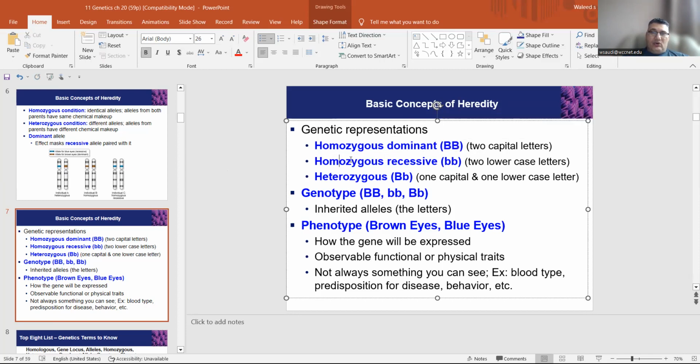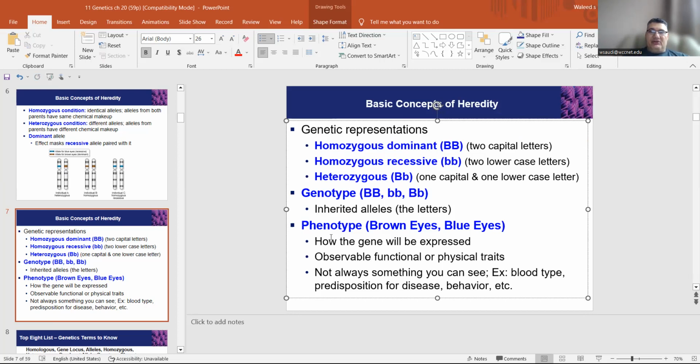Homozygous recessive. Homozygous means similar or same, but recessive. So both of them are the same, but recessive, and we refer to the recessive by lowercase. Hetero means different. So this is dominant and this is recessive. So it can be any of those.